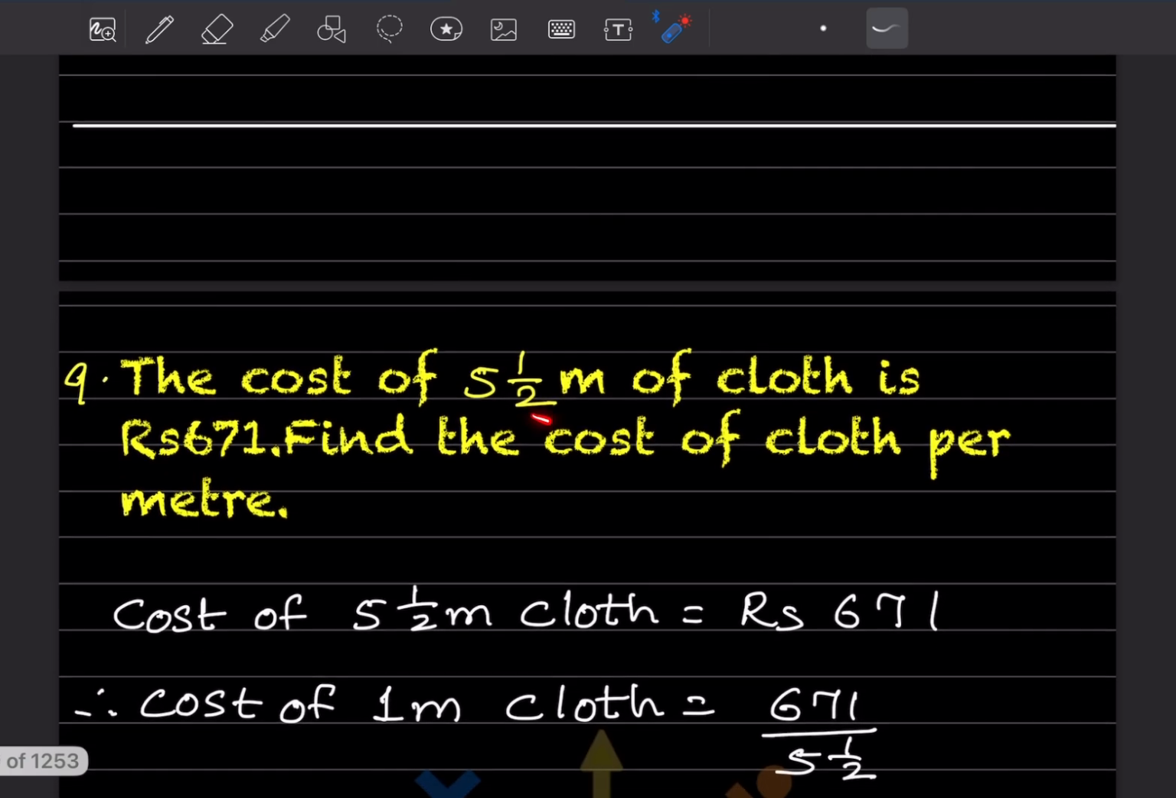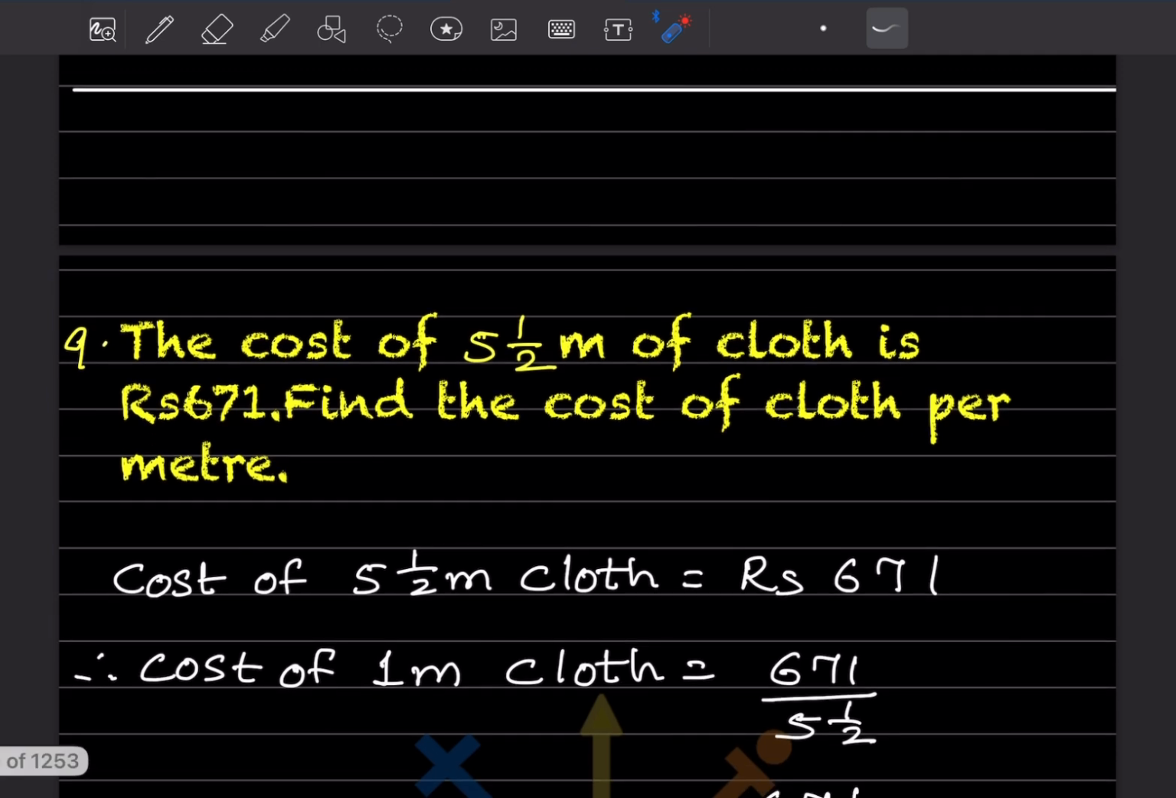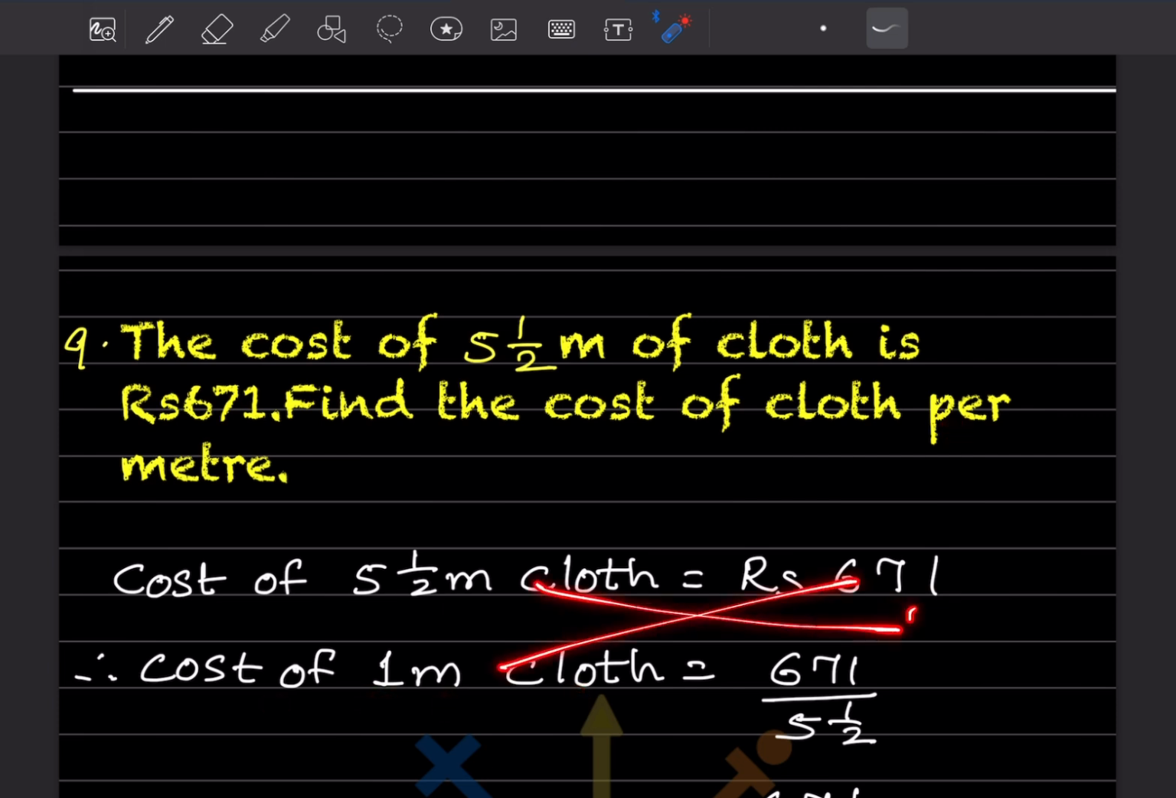The cost of 5.5 meter of cloth is 671 rupees. You have to find the cost of cloth per meter. So the cost of 5.5 meter cloth is given as, you have to write this statement, rupees 671. The cost per meter means the cost of 1 meter of cloth, which you will find by cross multiplying.